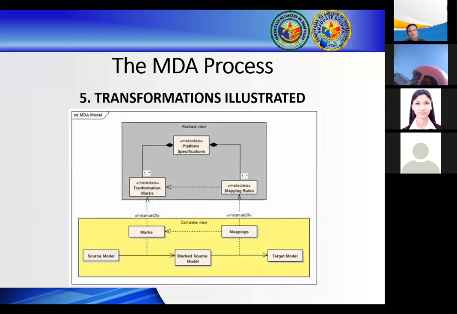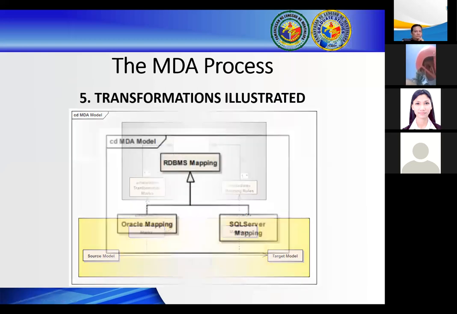Fifth in the MDA process is the illustration of transformation. The diagram uses UML notation to present the various concepts involved in MDA. For a given platform, for example a target model, it distinguishes between the abstract view of the platforms, transformation directives, and a concrete implementation in the context of a specific source model to be transformed into this platform. So that's the MDA process. Next.